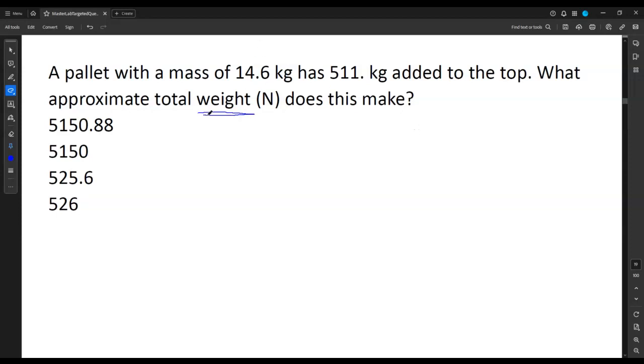We have to be careful because this is asking for weight. So that means we are going to have to go from kilograms to newtons eventually. Okay, but first step, we want to find the total mass. So total mass is going to come from taking the 511 kilograms. I'll leave a little space though so I can line these up better. And then adding the 14.6 on which it sits.